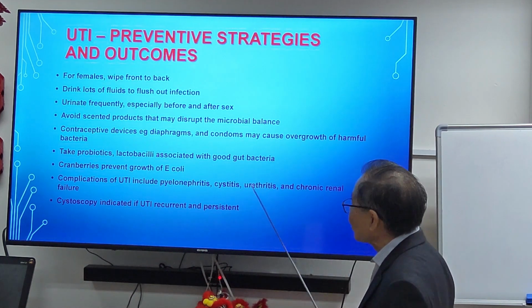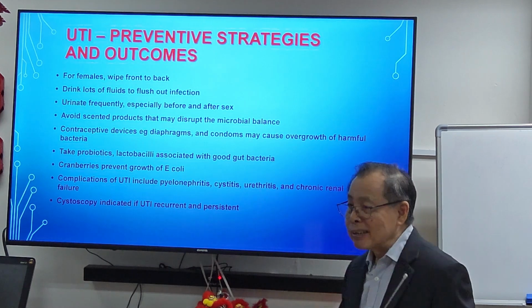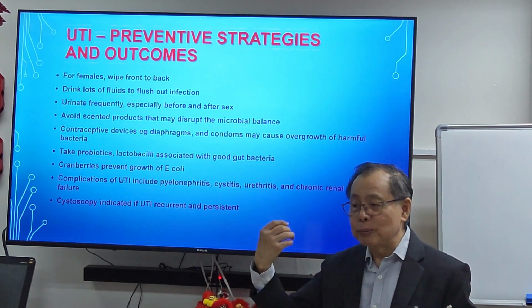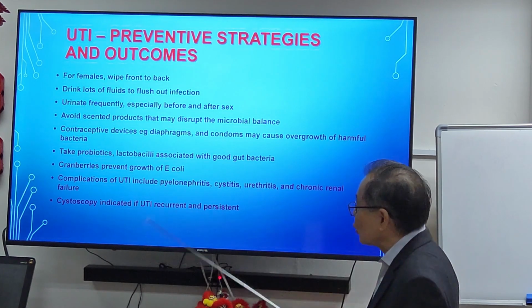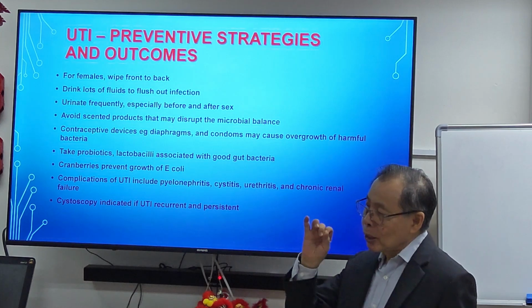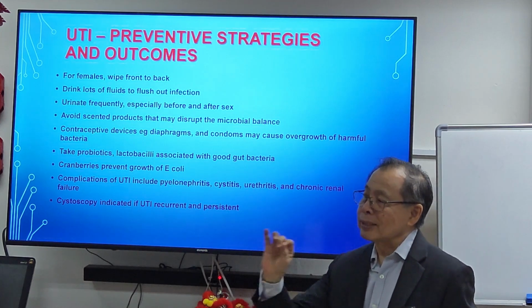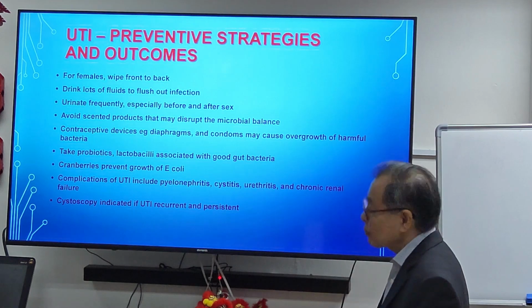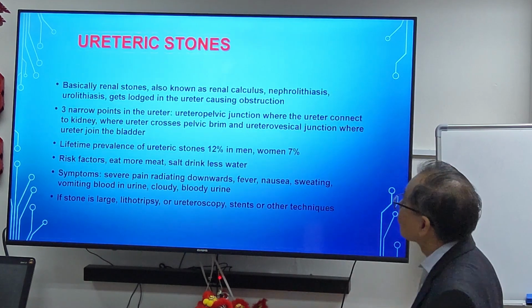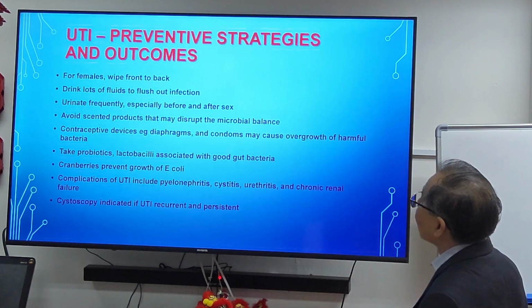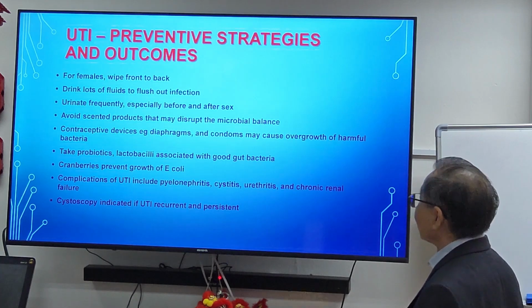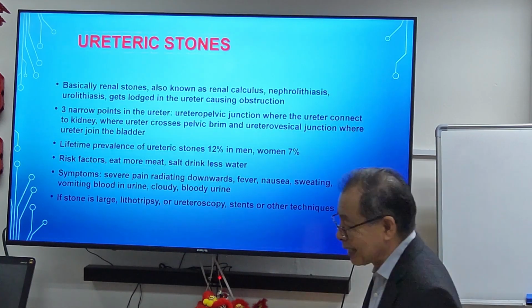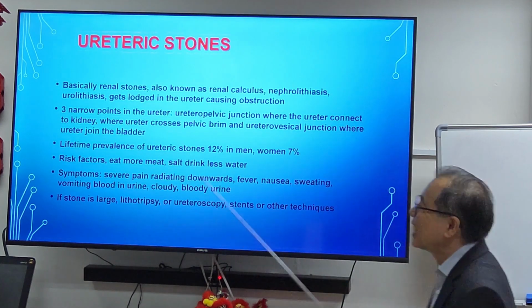So these are the complications. And if it's recurrent, you may do a cystoscope to find out what is the cause. Cystoscope is when the urologist puts a tube inside your urethra and inside your bladder to see what is wrong. Okay. I thought I put in some diagrams for you to see, but never mind.